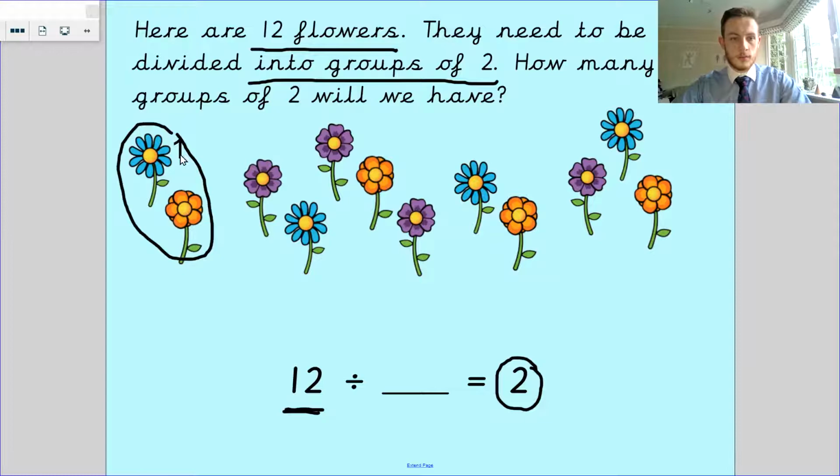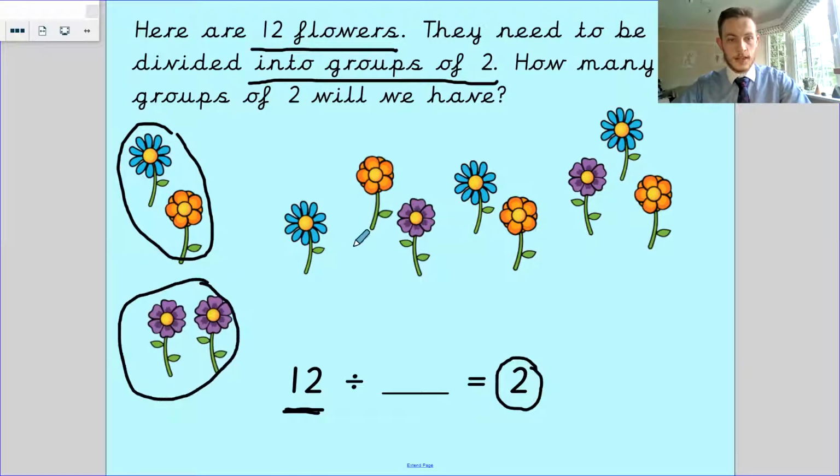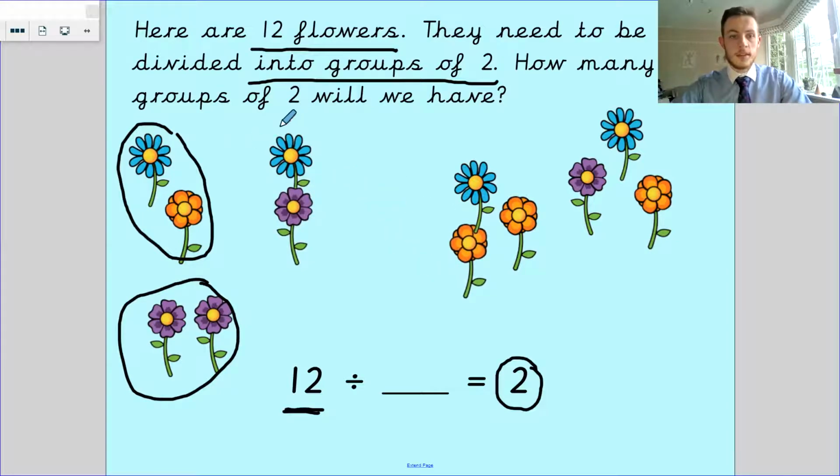Then, oh, stop putting a number 1. 1, 2, I'll have those 2 together. That is another group of flowers. 1, 2, this one. Move that one away. That is another group of 2.